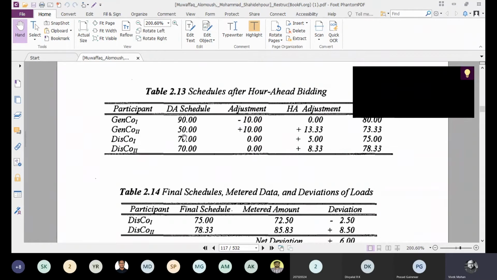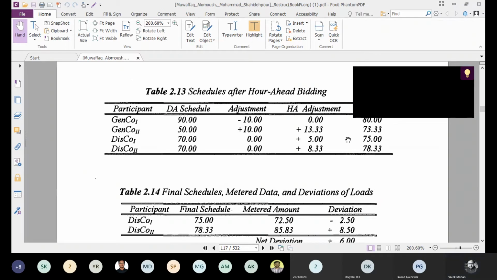Now for Disco 1, it was 70. There was no adjustment bid submitted, but the hour ahead bids were submitted. So according to that market clearing price, a 5 megawatt increase was there for Disco 1. So 75 is the net demand now. For Disco 2, an 8.33 increase was there from 70. So now the net is 78.33.